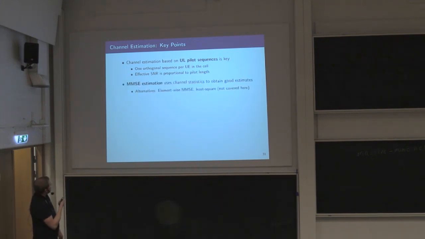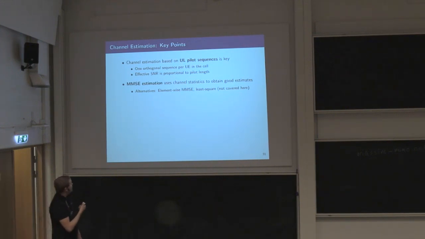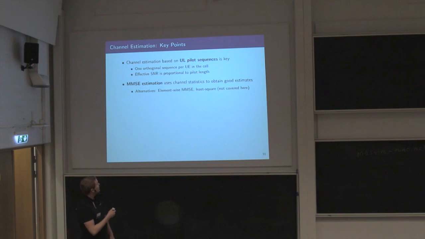I talked about MMSE estimation that uses the channel statistics to obtain good estimates. There are other alternatives like the element-wise MMSE or the least square estimation. I'm not covering it here, but it's a way of simplifying things. Here we essentially only need to know the diagonal in the covariance matrices. Here we don't need to know anything at all about the covariance matrices.